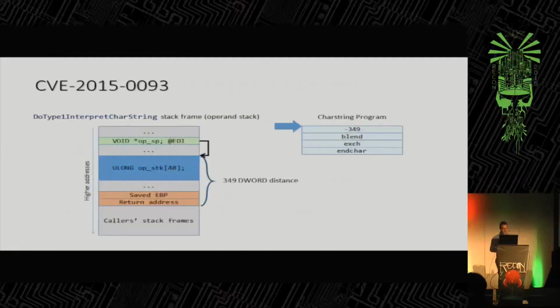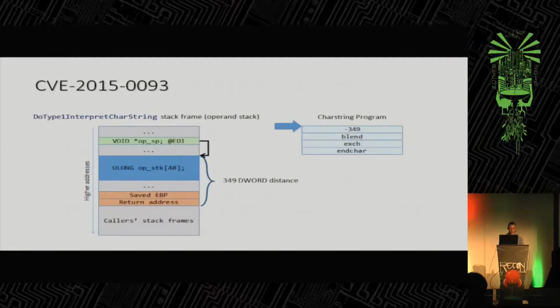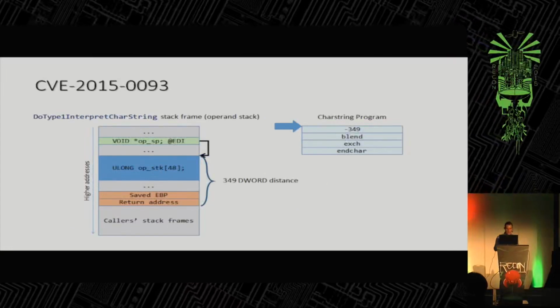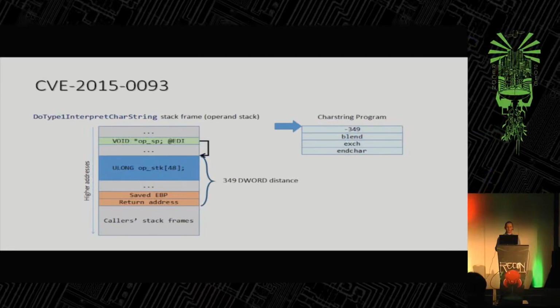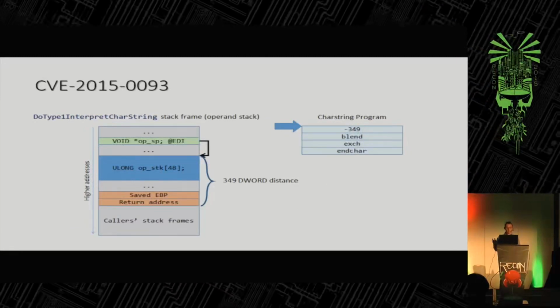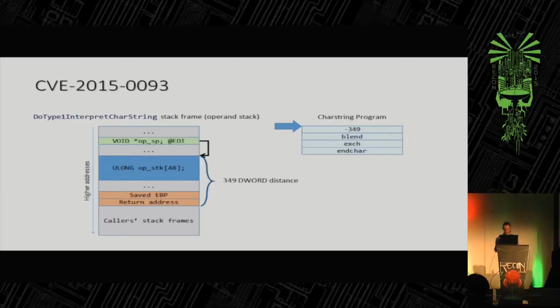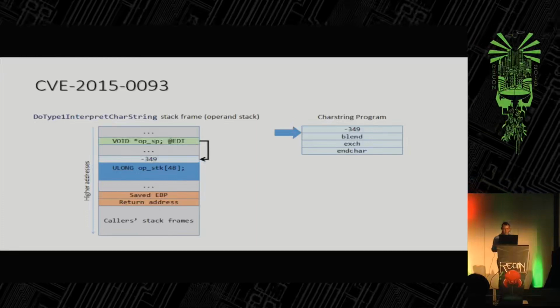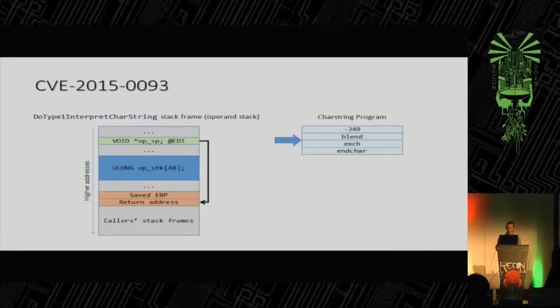For example, if we look at the stack frame of the interpreter function, what happens is that if we have the operand stack and the difference between the beginning of the operand stack array and the return address is 349 dwords, then if we push -349, then perform the blend operation, the pointer will go out of bounds.